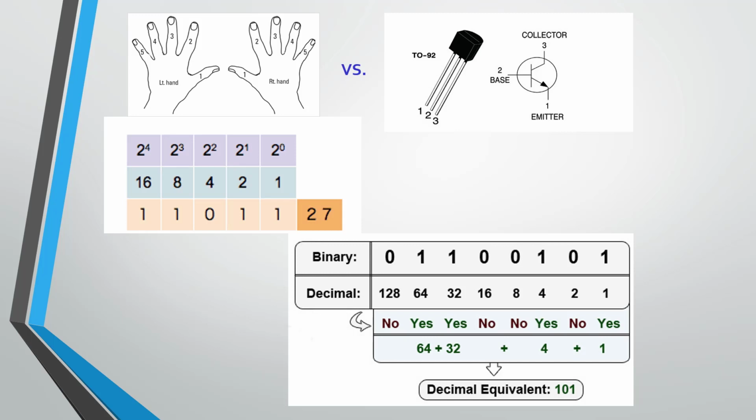So we have a base 2. The ones column is always that number to the 0 power, because anything to the 0 power is 1. So the first column is 2 to the 0 power, and 2 to the first power, or any number to the first power, is always itself.